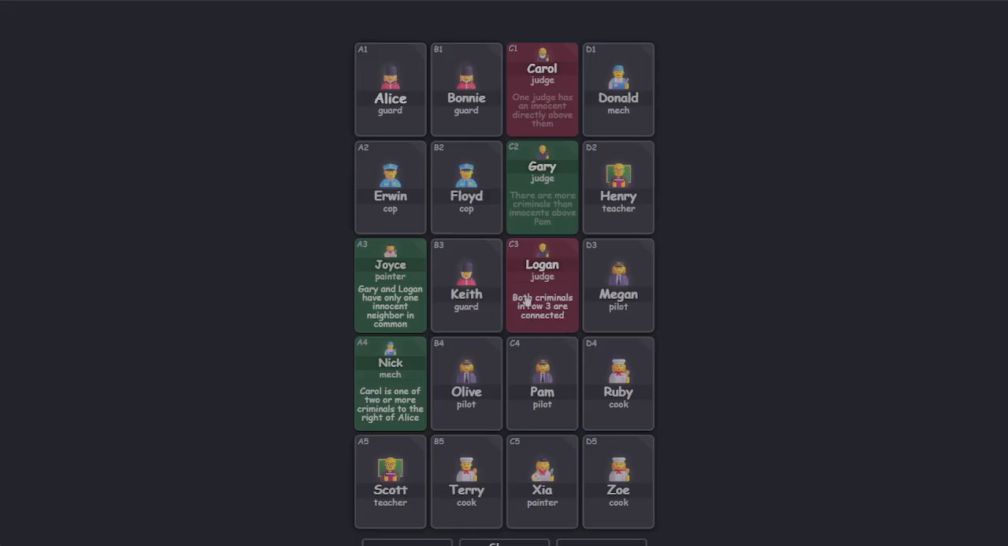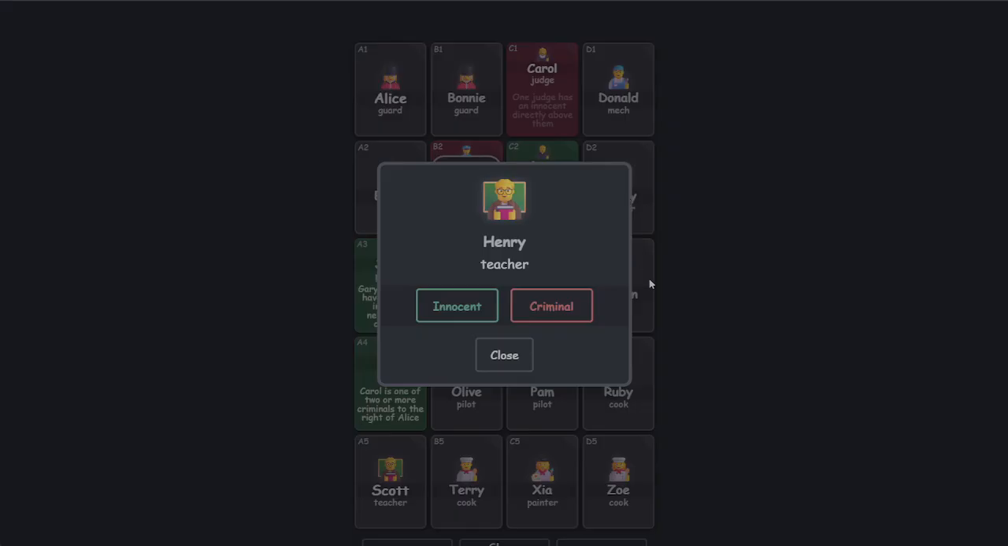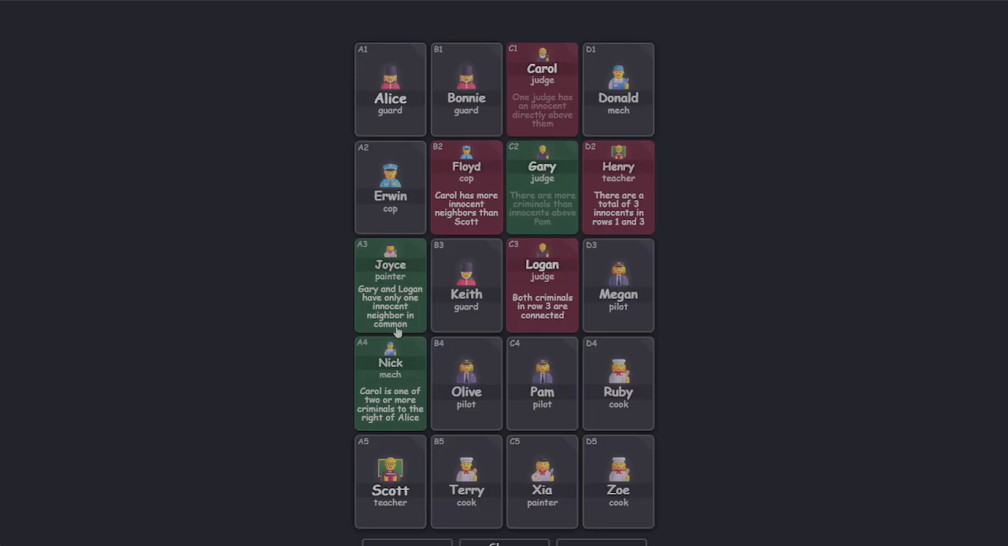So again, we know that Keith or Megan is a criminal, but only one of them is a criminal. The other one must be innocent. I think this is right. I'm right in saying that means Floyd and Henry must be criminals. Okay, cool. So this clue is done as far as I'm concerned, because we now know about Keith and Megan. We don't know which one's a criminal and which one's innocent, but we know that one's a criminal, one's innocent. So therefore this clue is not going to be helpful to me anymore.